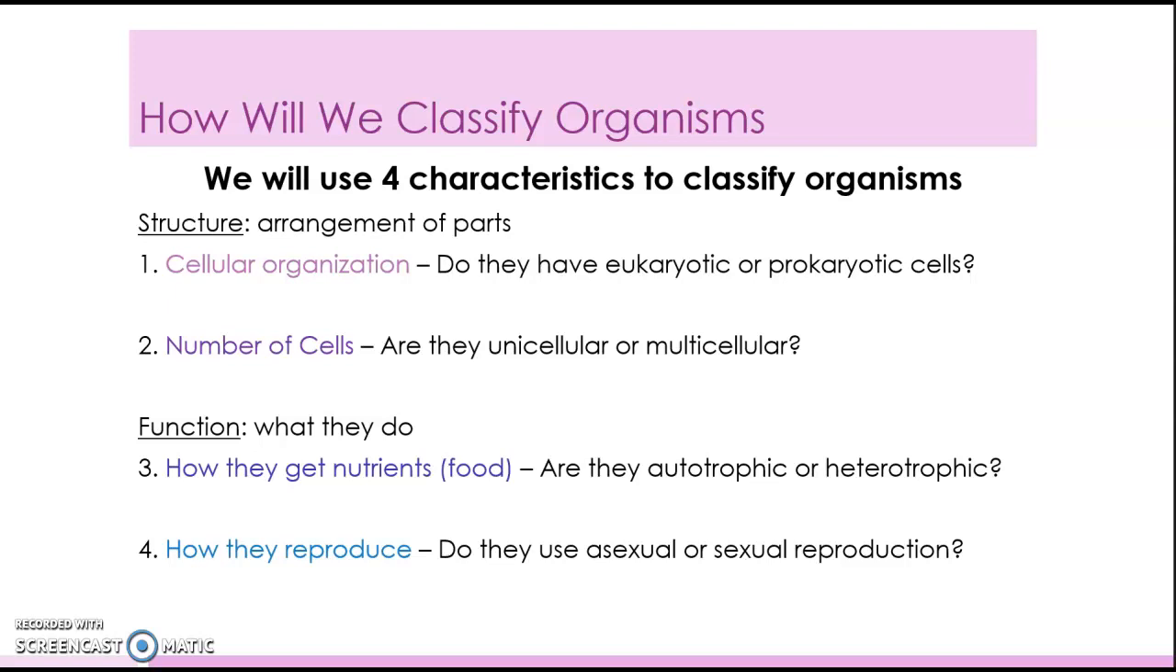Function, what they do. Number 3, how they get their nutrients or food. Are they autotrophic or heterotrophic? And we're going to see more about that, and you know that if it's, well, I don't want to give it away, but auto or hetero, the prefix is going to explain a lot about how they get their food. Number 4, how they reproduce. Do they use asexual or sexual reproduction?